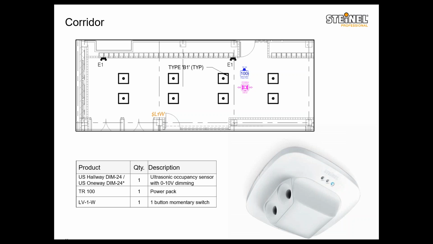Depending on how many zones or sensors you have, you may need multiple power packs, and the momentary overrides, which is again something that we don't run into often in schools for corridors.